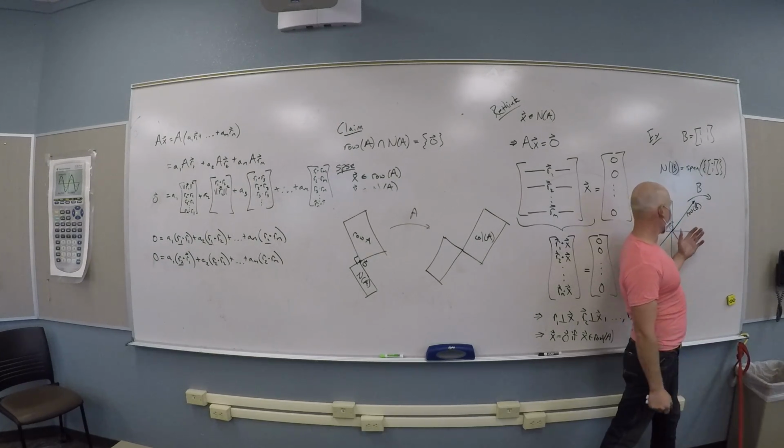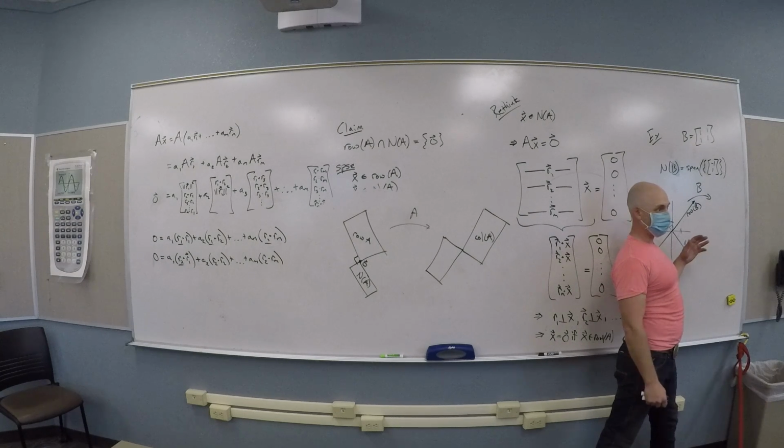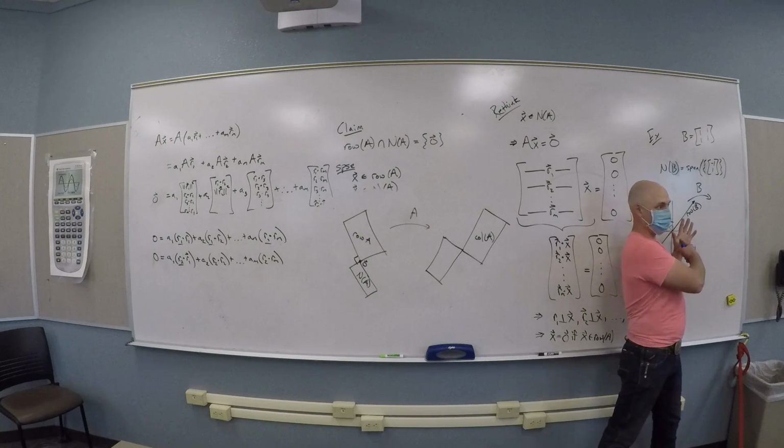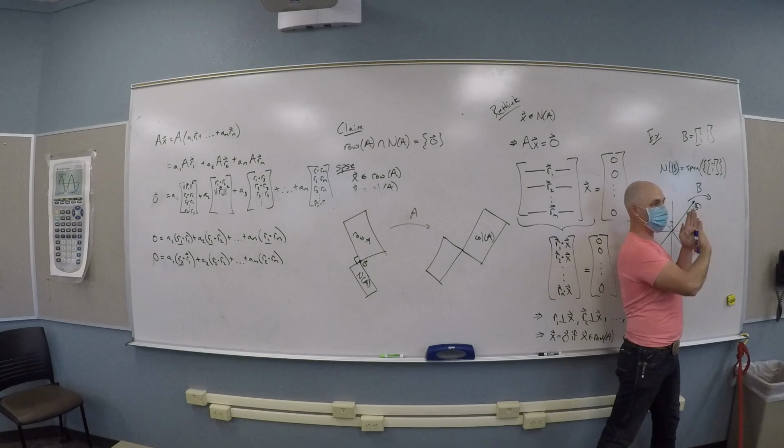So in 3D, you can have the entire space be the row space, and then 0 is perpendicular to it. That's your null space. Or you can have a two-dimensional plane and a line sticking straight out of it. Row space is two-dimensional, null space is 1. Or you can have it the other way, where the null space is two-dimensional and the row space is one-dimensional. What's the other option?